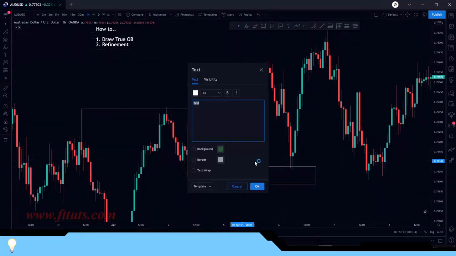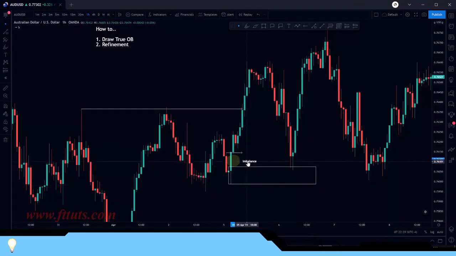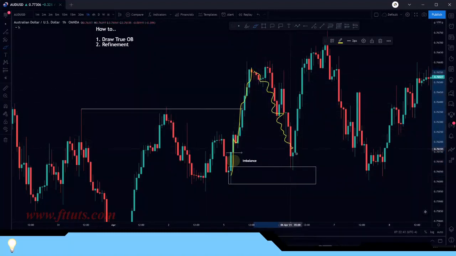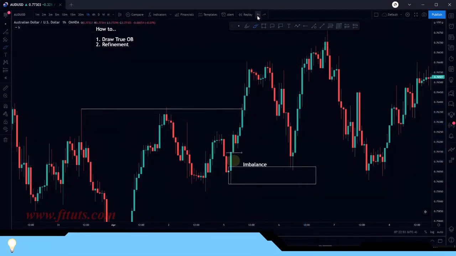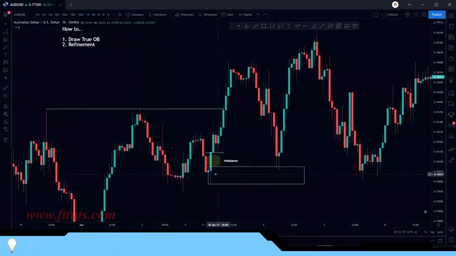And in this case, we're factoring in price inefficiency, imbalance. Okay, let's make this a little bit smaller. So we have imbalance here. We know that after an impulsive move to the upside, there's imbalance that's been created in the price. So price will come back and gravitate to these areas to rebalance the price or the market in general, tap into our area of demand and then move up. Okay, so let's see how much of a difference this little refinement would make.